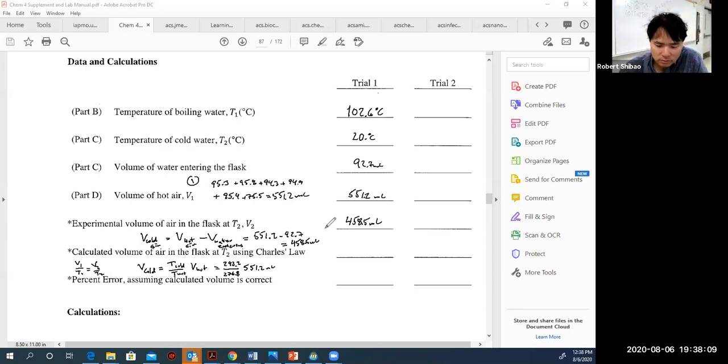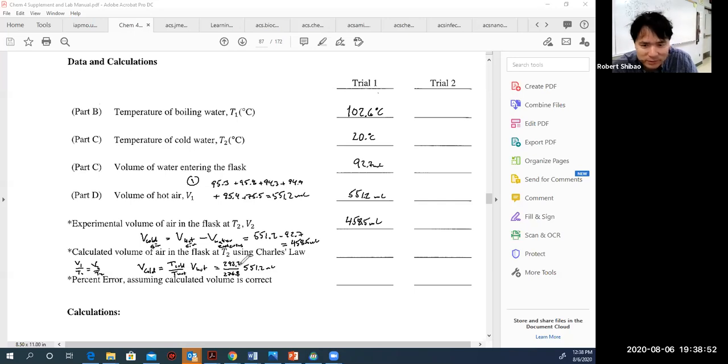And so the calculated volume of the cold is going to be 293.2 times 551.2 divided by 276.8. Oops, I got it mixed up. What am I doing? Again, this is another reason why you want to do the calculations in your lab notebook and not on the report sheet, because I made another mistake.